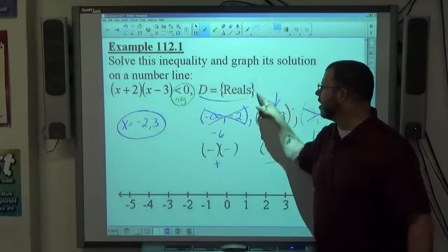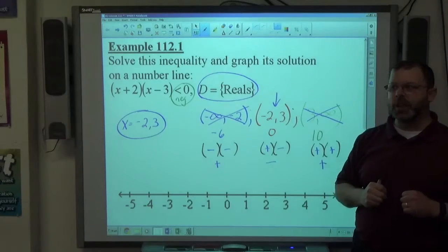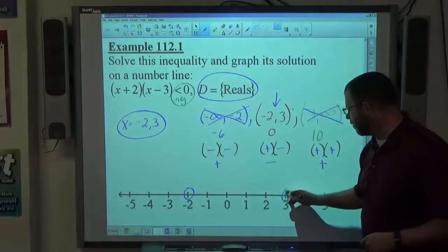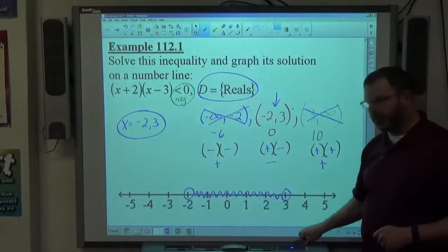The domain is the set of real numbers. Real numbers, you have the open closed circle question and you're going to shade. So open circle at negative 2, open circle at positive 3, shade in between, and there's your answer.